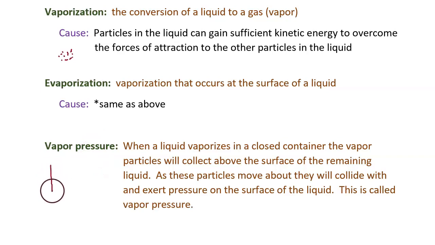Let me make a quick sketch. Here is a container. The container is partially filled with a liquid. Here's the surface of the liquid, and here is a bunch of particles within that liquid. When some of the particles vaporize, they'll escape from the surface and they'll float around in the space above the liquid. As they're moving around and bouncing around, several of them will hit the surface of the liquid, exerting pressure upon that liquid. That's vapor pressure.